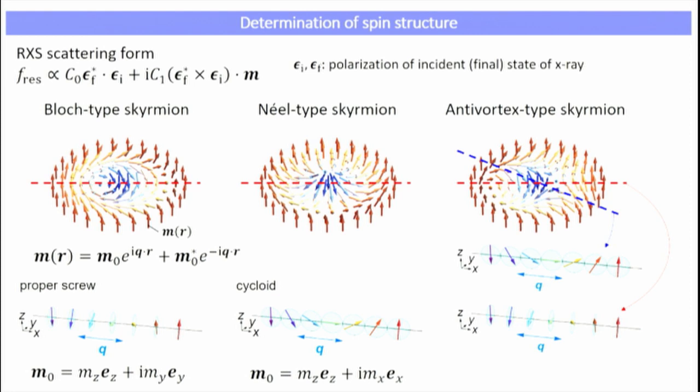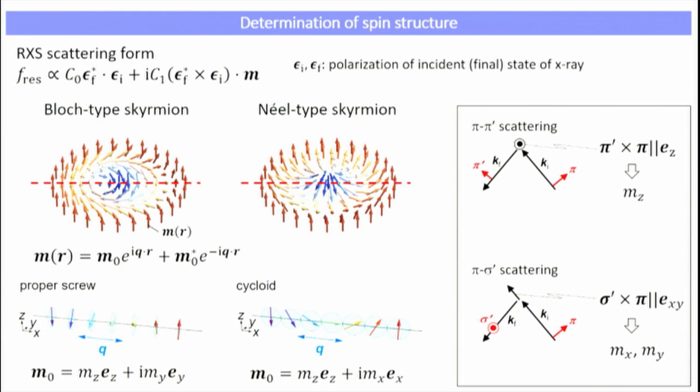Okay, this is a bit detailed, but we also confirmed the spin configuration. As I told you, there are 3 different types of skyrmions: block, Néel, and antivortex, and we would like to determine the spin texture by making use of the sensitivity to the spin in terms of the polarization of the resonant X-ray. The resonant X-ray has a magnetic scattering term as shown here. Using this relationship, you can determine the spin configuration of the skyrmions.